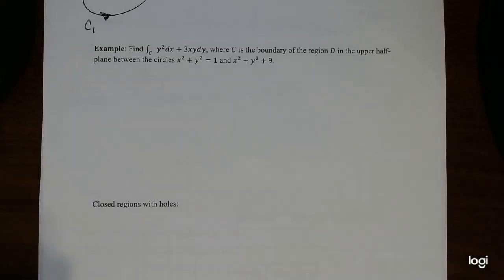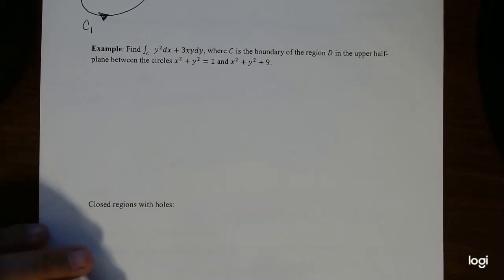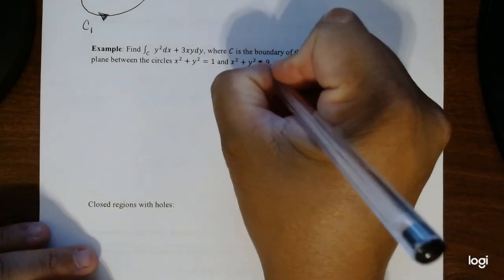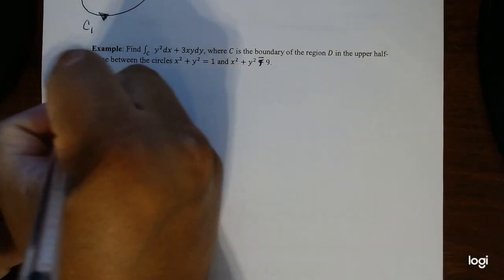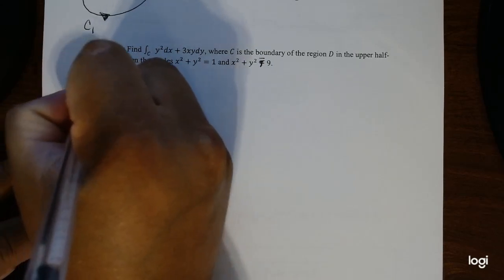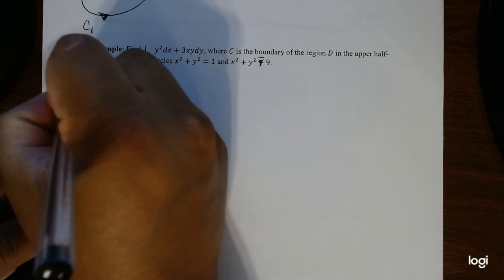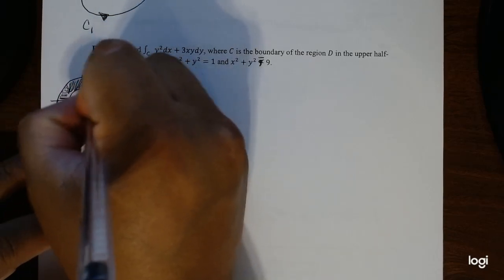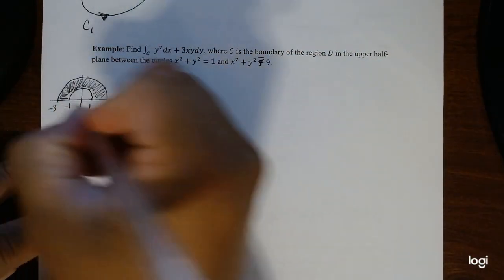Okay. So let's suppose we have this line integral we want to do, where C is the boundary of the region D in the upper half plane, bounded by 2 curves, where the radius is 1 and 3. So, a quick little sketch of what's going on here. This is our region D, and it goes from 1 to 3, all the way around.